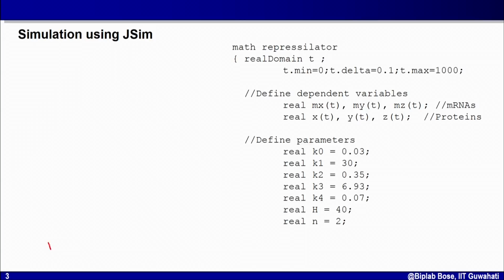This is part 1. It starts with obviously defining time here, and note one important thing, Tmax I have considered as 1000, that's a bit higher, and in this particular model, sometimes we may have to take Tmax, the maximum duration of simulation, even to 10,000 to understand the behavior of the system. I have 6 variables, 3 for mRNA, that is mx, my and mz, these are dependent variables, and 3 for protein x, y and z. And I have a set of parameter values here, and we will play around with these parameters so that we can understand the dynamics of the system at different parameter regimes.